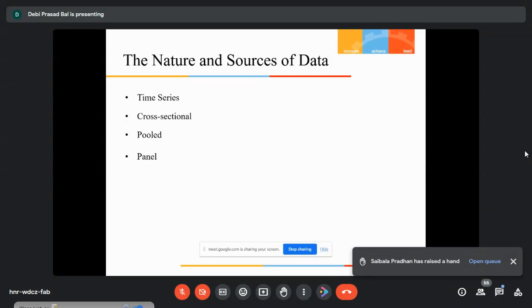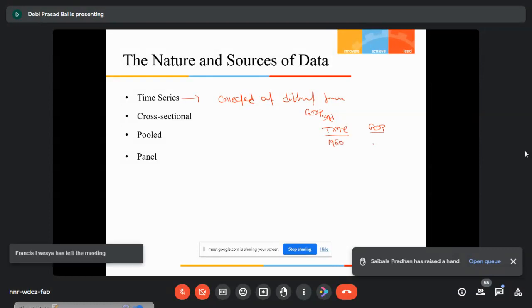Then, what is time series? Time series is nothing but data collected at different points of time. For example, the GDP of India, gross domestic product of India. It is collected at different times, so time is one column and your variable GDP is the other. Let's say in 1960, the GDP is something in rupees; write it down.